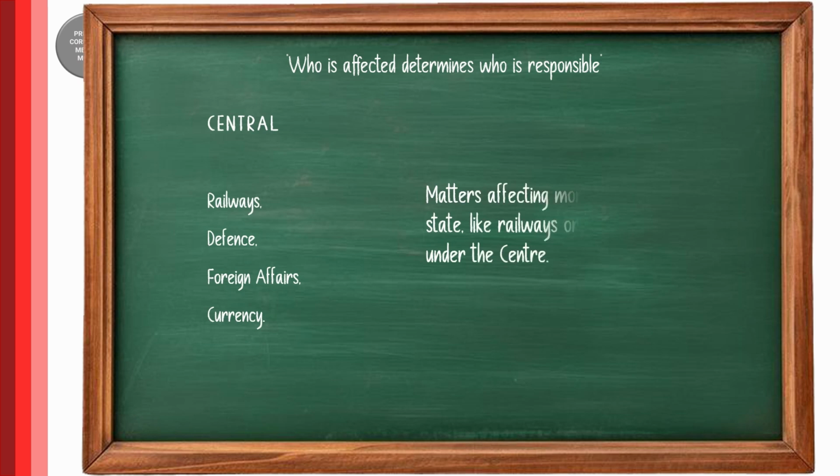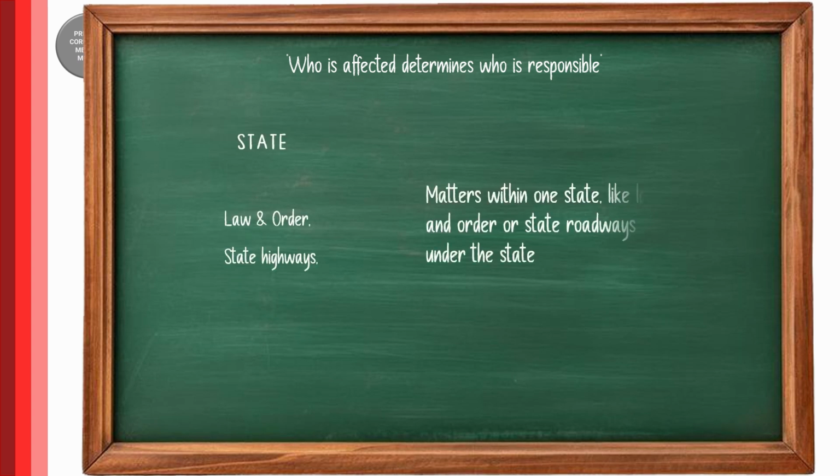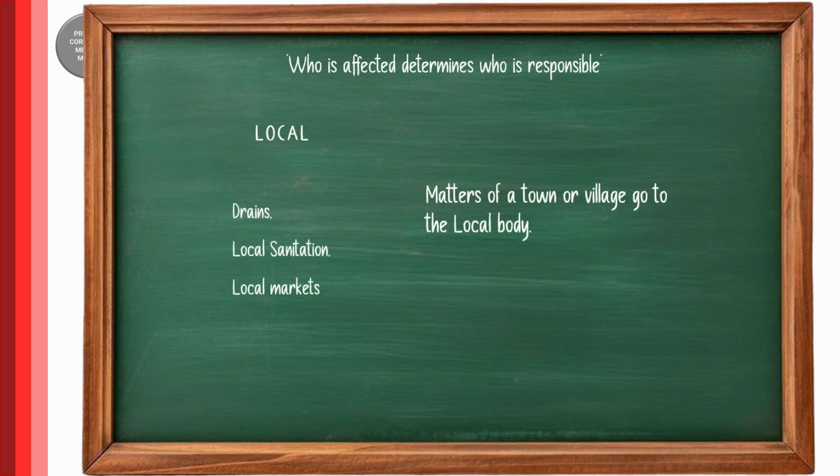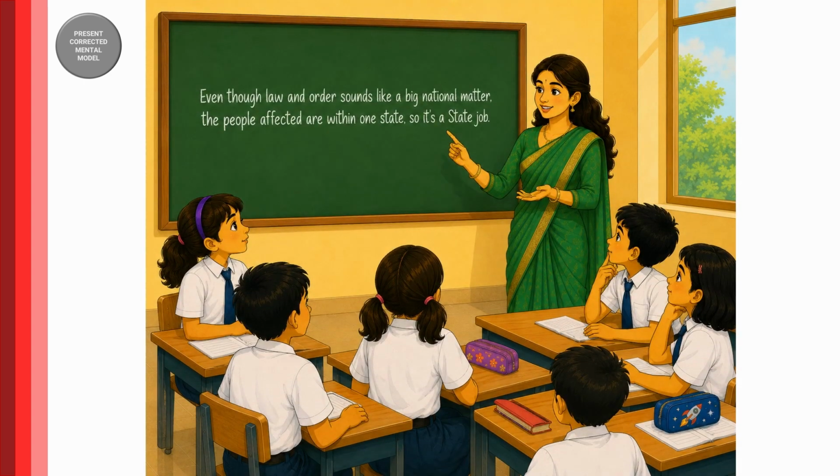Matters affecting more than one state, like railways or defense, fall under the center. Matters within one state, like law and order or state roadways, come under the state. Matters of a town or village go to the local body. Now refute the misconception directly related to the question in the assessment.